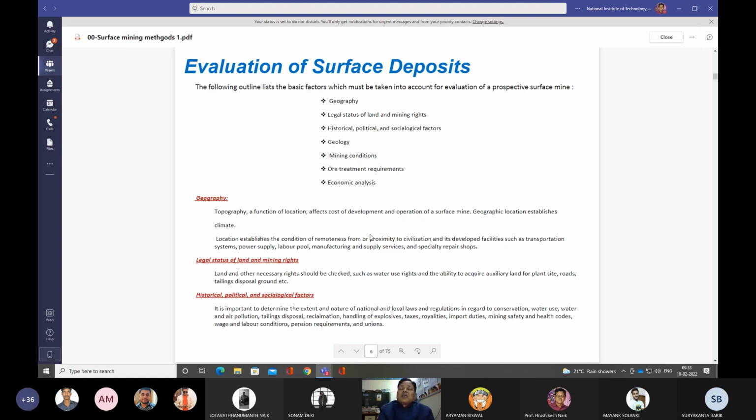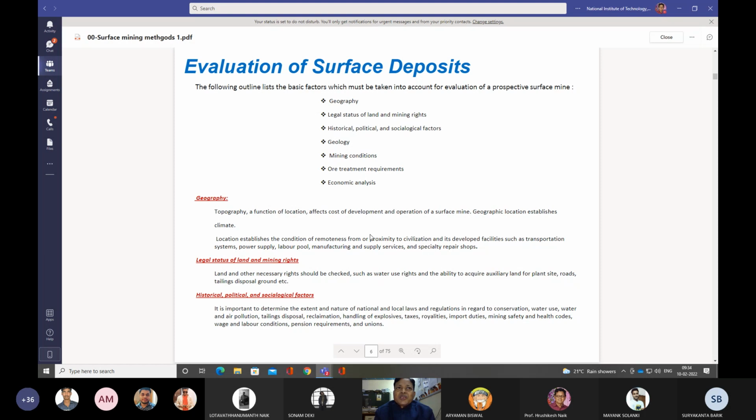Therefore, while evaluating surface mining projects, you have to look into where the deposit is lying, what the geographical location of the deposit is. So topography, geography, a function of the location of the deposit, affects the cost of development and operation of a surface mine. Therefore, the geographical location establishes the climate. So whether the deposit is lying at a place where there is snowfall, heavy rain, or a hot summer, that also affects surface mining activities.